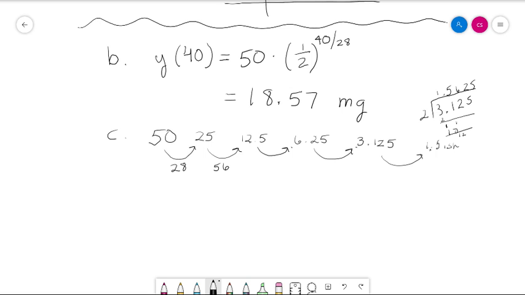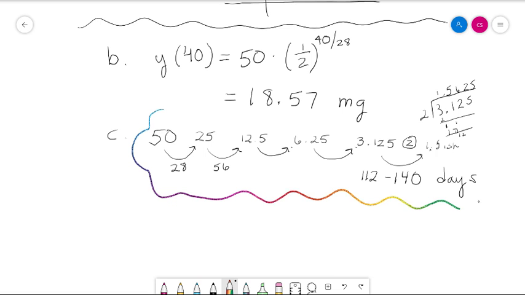Okay, so I'll just jump to it. 2 milligrams is between the 4th and the 5th cycle. So 4 half-lives is 112, 5 half-lives is 140. Whew. And this is all kind of a thought bubble. This is us guesstimating what's going to happen with our formula, because that's how the half-life works, right?